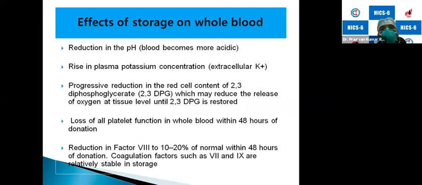So if you store whole blood for a while, it causes reduction in the pH because of the anticoagulant you add along with it, and it becomes more acidic. Due to some hemolysis, it causes a rise in plasma potassium concentration, that is extracellular potassium rise. Progressive reduction in red cell content of 2,3-DPG, which may reduce the release of oxygen at tissue level until 2,3-DPG is restored.